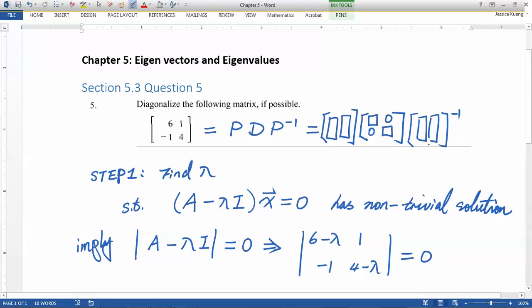So in this case, we will say that my original matrix is not diagonalizable. So we cannot find the D, P, and P inverse. And that is my final answer.